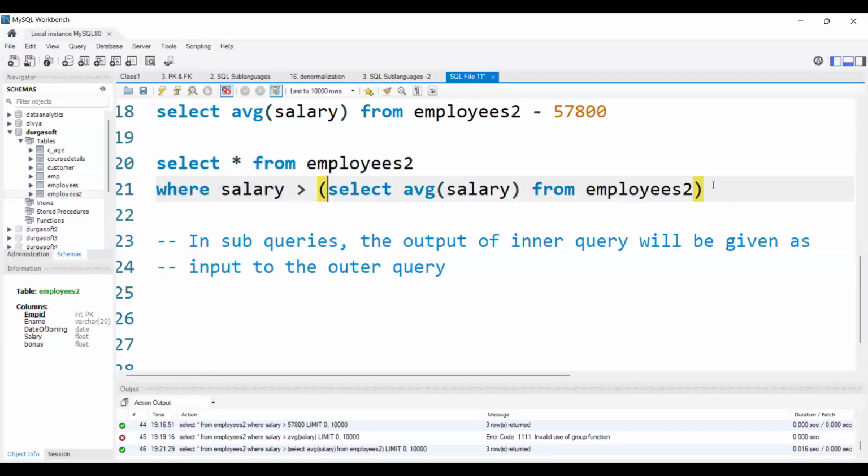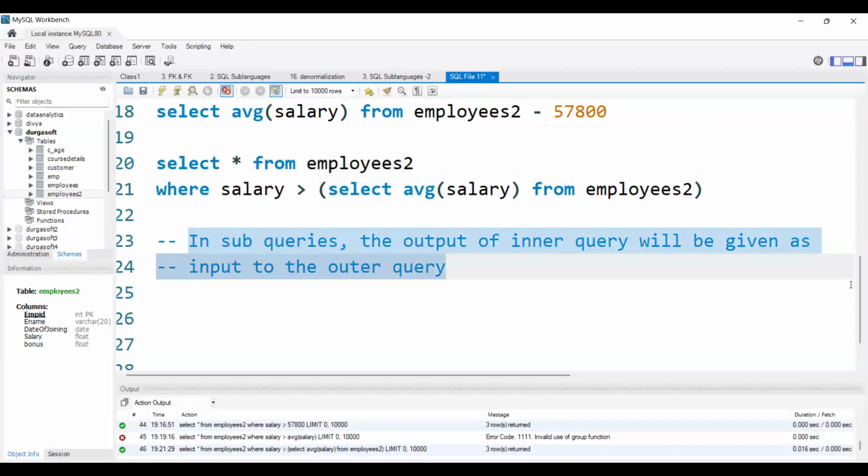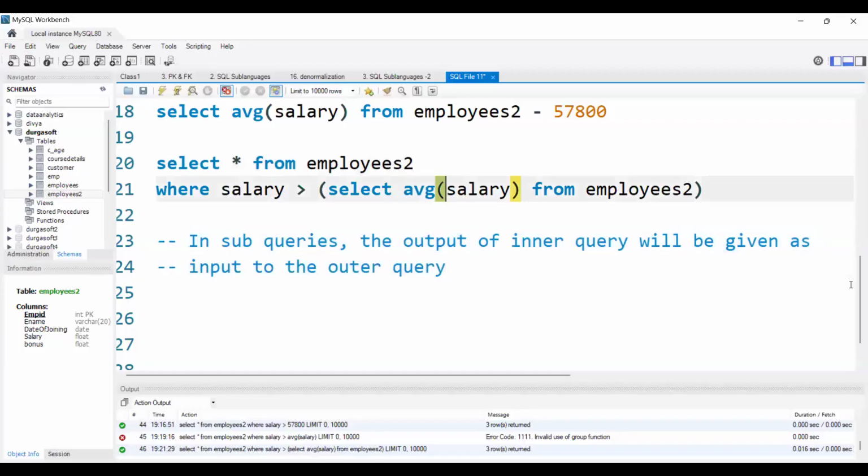The query with the help of which we are able to answer the main query, that is the inner query, we consider as the subquery. The inner query is called the subquery and the outer query is called the main query. Whatever output we get in the inner query, according to that output we get the final output. Basically, the output of this will be given as input to solve this query, to get the output of the main query. I hope I'm clear till here.